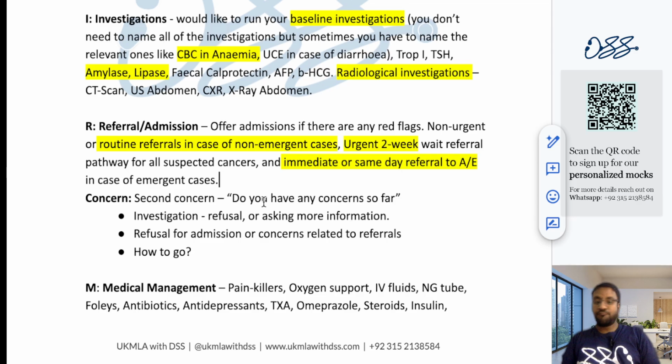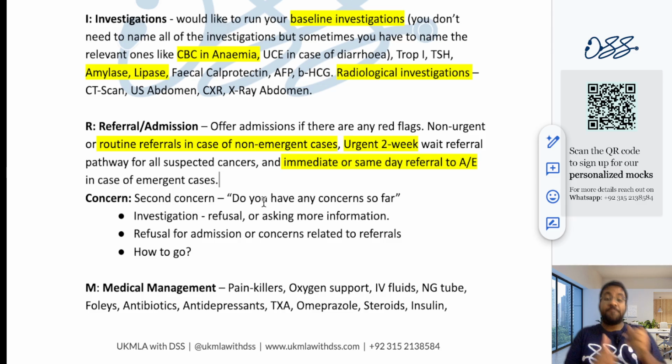So there are two things to the referrals. Number one, the duration: whether it's a routine referral, a 2 week wait referral, or an immediate referral. And number two, the specialty: to which specialty are you referring the patient? I'm going to refer you to a neurologist. I'm going to put you on a 2 week urgent wait referral pathway where you would be seen by a urologist. I'm going to send you to the A&E where you're going to get admitted under a hematologist.